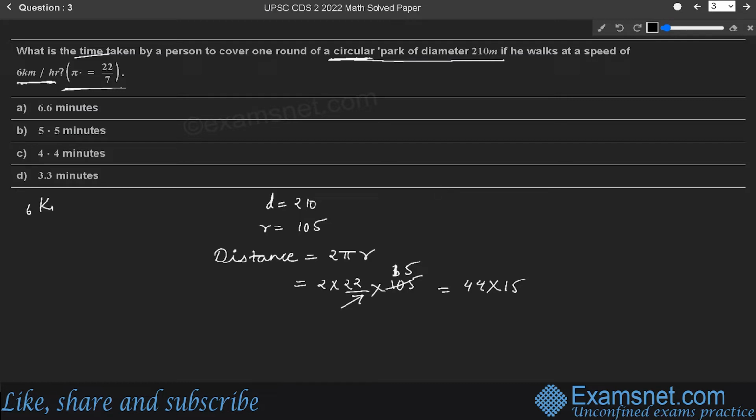So 6 kilometer per hour will be converted in minutes as 6 into 1000 for kilometer, and for the conversion of hours into minutes, divide by 60. So it will be 100.